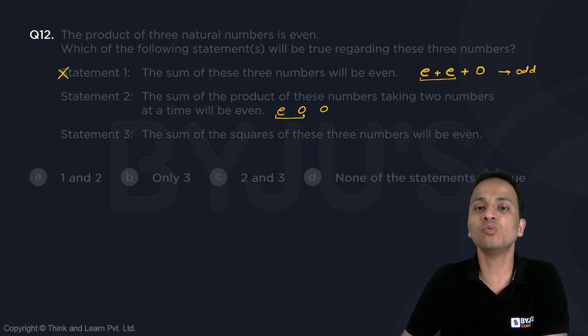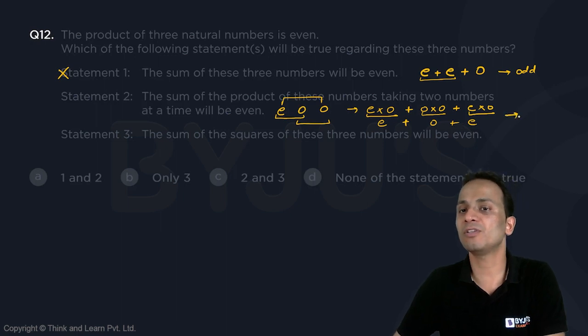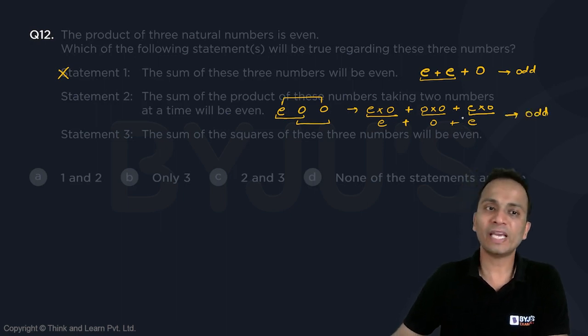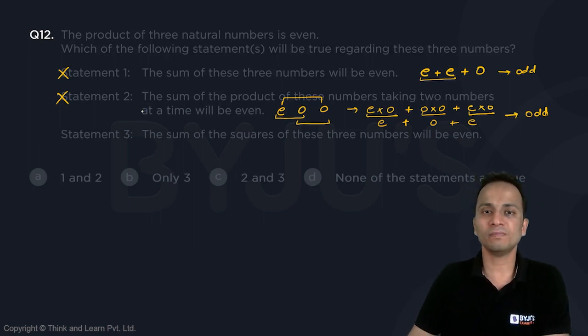So I'll write even multiply odd, then odd multiply odd, and then first and the third number, even multiply odd. So the first product is even, the second product is odd, and the third product is even. So even plus odd plus even, the result will be odd. So again, the second statement will not always be true. So I can reject this one.